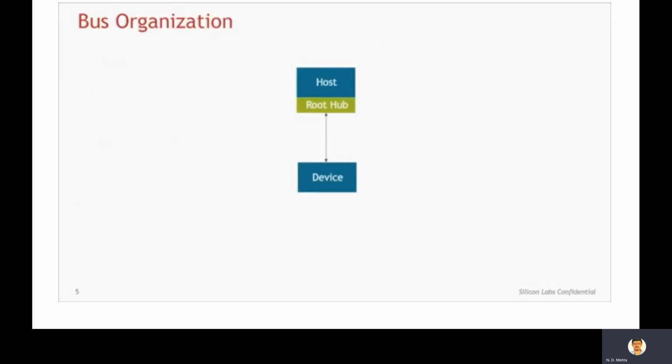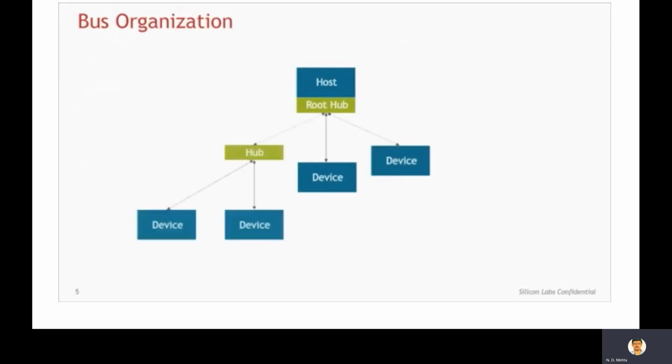The bus consists of a host and the host's root hub. Devices then connect to the host through the root hub. A hub expands the number of devices the host can connect to. The host is the coordinator of all traffic, so transfers are discussed relative to the host. Therefore, an in transfer is moving from the device to the host, and an out transfer is moving from the host to the device.